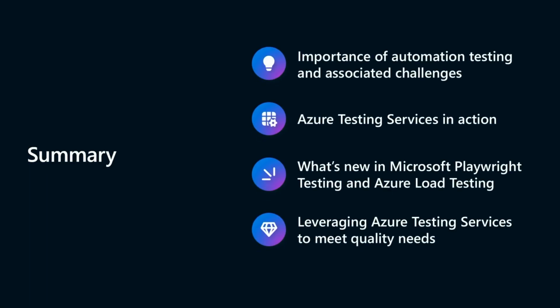Now, to quickly summarize what we saw today, we saw the importance of automation testing and some challenges associated with it. We talked about two services, Microsoft Playwright Testing that enables you to run Playwright tests at scale and gives you a rich dashboard that you can use for troubleshooting. We saw Azure Load Testing, a service that helps you run your load test scripts at scale and identify performance bottlenecks. And then we saw how you can use the two services together in a pipeline to always make sure that your applications are of the best possible quality.